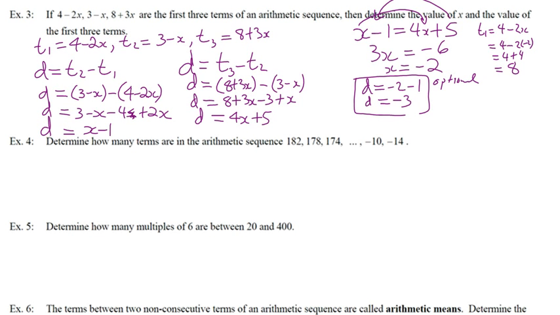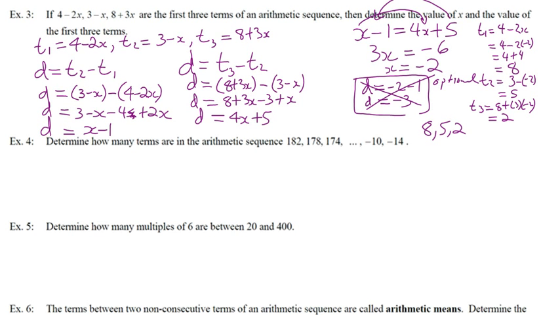So can you explain to me the optional part? Well, you don't need d. If you have x, you can get all three terms. But if you have d, you can get all three terms too, but I suppose we should do it this way, right? Because we want to make sure. So 3 minus -2, which is 5, and t3 is 8 plus 3 times -2, which is 2. And so my sequence is 8, 5, 2. Is that arithmetic? Yeah. What's the common difference? -3.